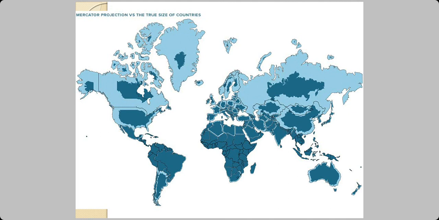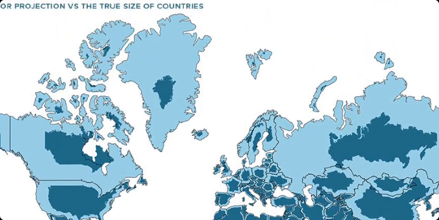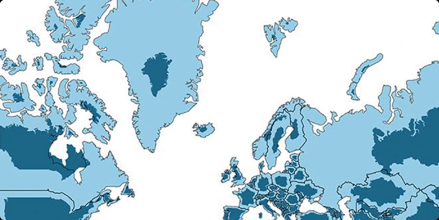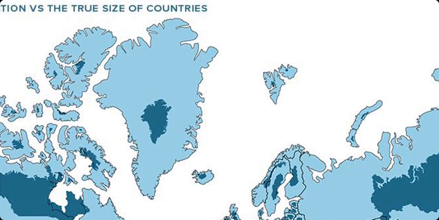Now, you notice that there are two shades of color here. One is dark and the other one is light. So if you look at Greenland, now let us look at Greenland. If you are using this particular projection called Mercator, it's preserving the shape and it's preserving the direction, but it's not preserving the area. Your actual Greenland is like the dark spot in the middle.